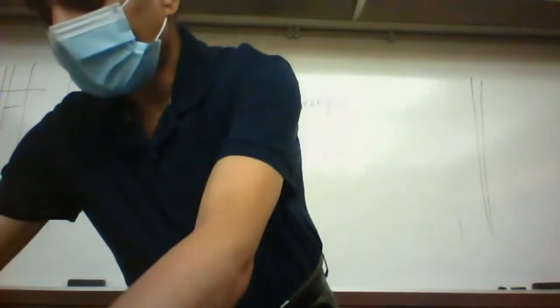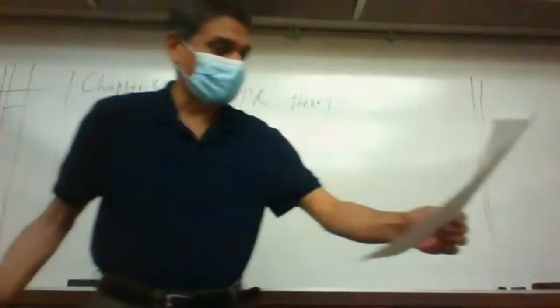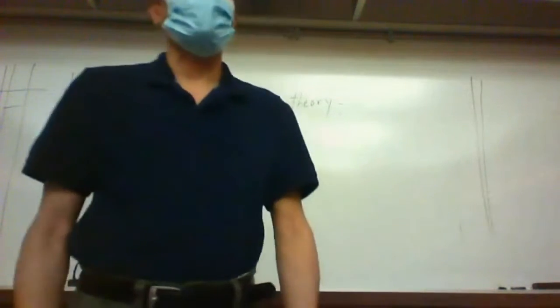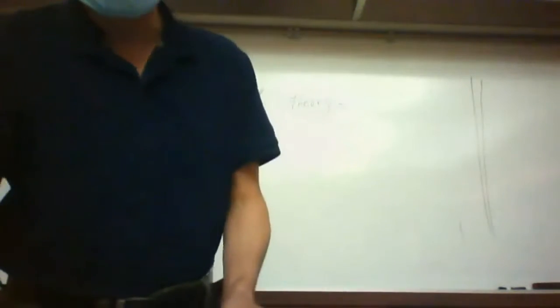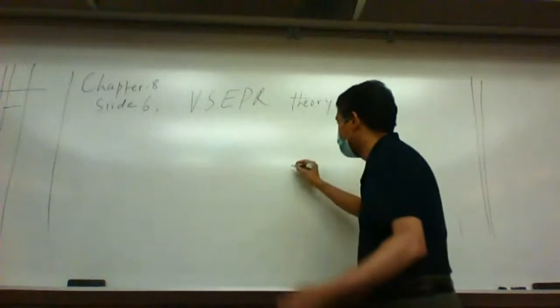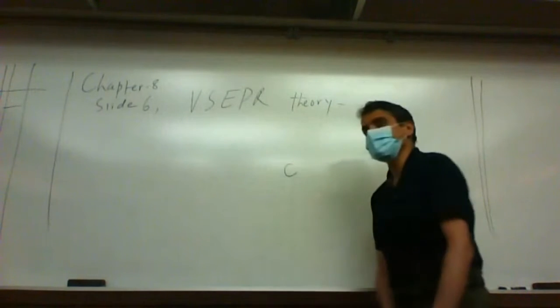Recording. Okay. Alrighty. So we are in slide number 6. We left at valence shell electron pair repulsion theory and structure of molecules in last class. So what this theory says is, let's say we draw a molecule where the carbon is here.